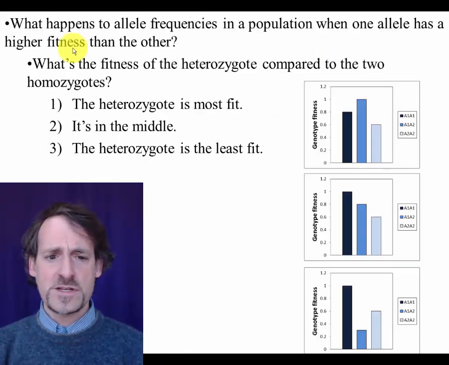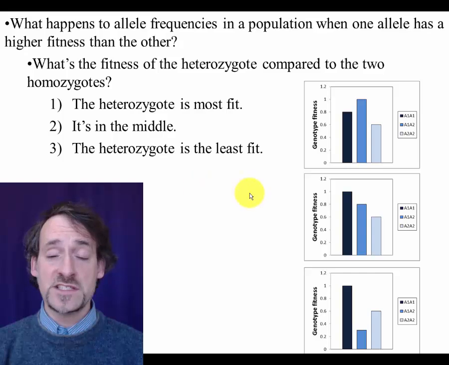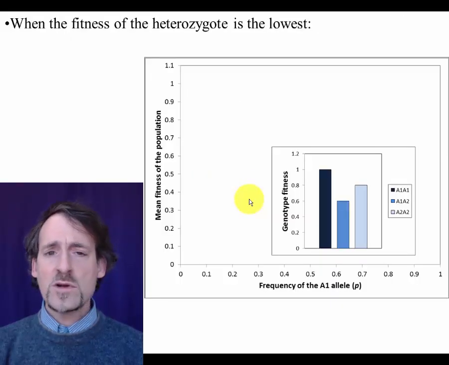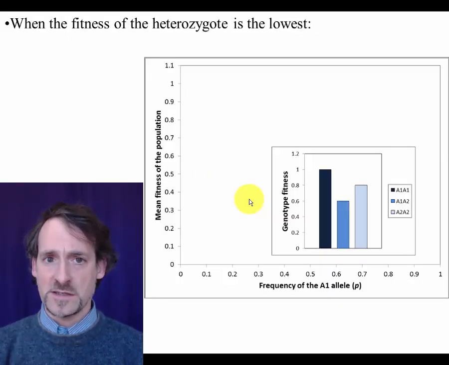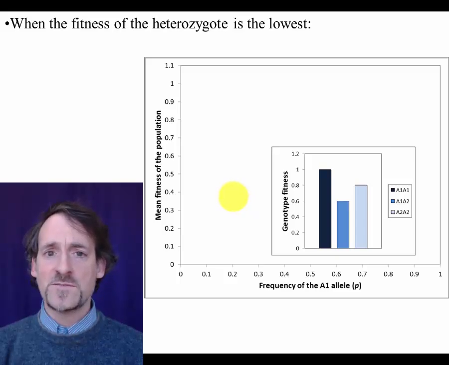Okay, what about a third case where the heterozygote is the least fit? I won't go through the long explanation here. You should be able to stop this video and figure out what the shape of the curve on this graph is going to look like. Go ahead and do that now.